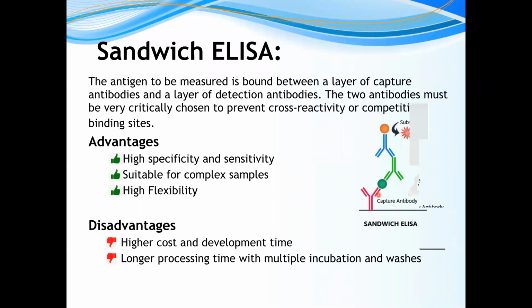Few disadvantages of this ELISA format are higher cost and development time due to the several incubation steps involved in the process, and different types of antibodies required for the development of the assay. Longer processing time with multiple incubation and washing steps due to the use of different antibodies at each step. It requires longer processing and incubation time. So the overall experimental time is longer than the traditional direct or indirect ELISAs.